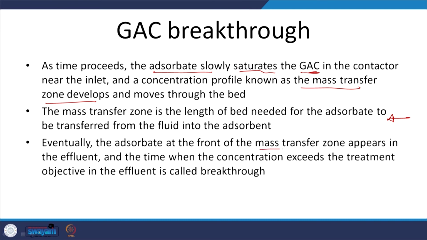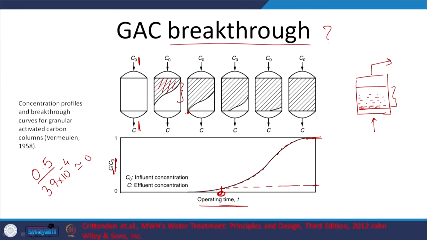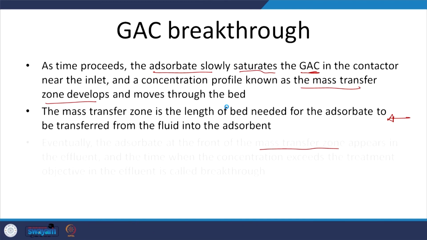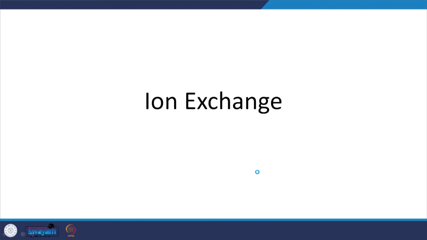The front of the mass transfer zone appears in the effluent, right. That is what you have. Front of the mass transfer zone appears in the effluent. That is what you see out here. And then you are going to see the concentration of your effluent increasing. And the time when the concentration exceeds the treatment objective, this is what we discussed, the effluent is called breakthrough. Let us say we say that the GAC or the system has achieved breakthrough.